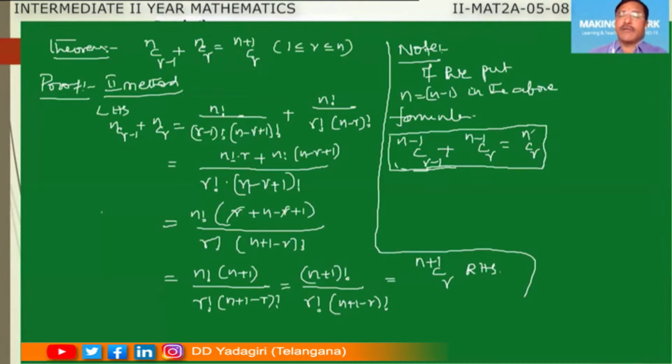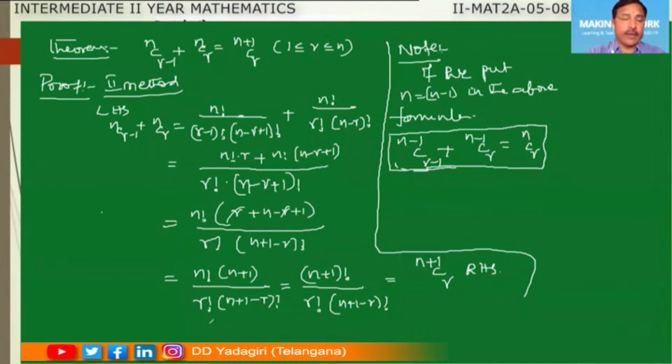nCr represents the number of combinations that can be made from n distinct elements by taking r elements at a time. Now we divide these combinations into those which always contain one particular element and those which do not contain that particular element. Then the sum of the two types of combinations is equal to the total number of combinations that can be made from n distinct elements by taking r elements at a time. So this is a very important formula: n minus 1 C r minus 1 plus n minus 1 C r is equal to nCr. Okay, so note down this.